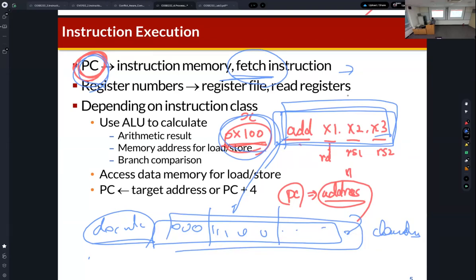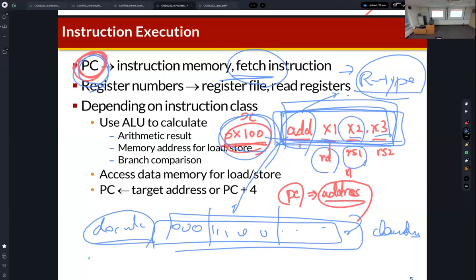So if the instruction is decoded, then the processor can figure out, oh, this instruction is an add instruction. And then, oh, this is an R-type instruction, right? If we just see the opcode, then we can figure out the type of instruction. And this is the add, and then RD is X1, RS1 is X2, and RS2 is X3. So these are the register numbers.